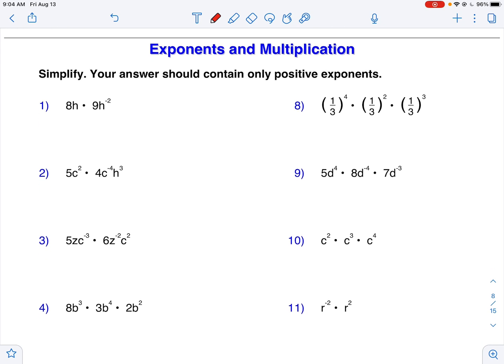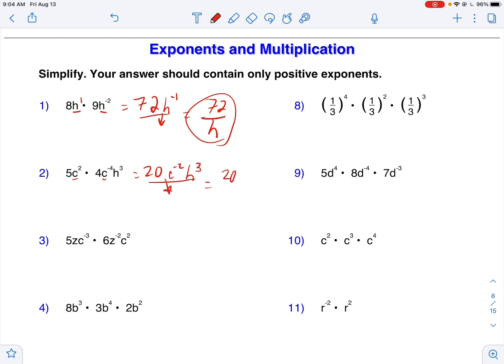The numbers go together, so 8 times 9 makes 72, and h and h, I've got 1h and I've got negative 2h. Well, that makes h to the negative 1. Well, that means h is going to jump, so that's 72 over h. 5 times 4 is 20. C and C, 2 minus 4 is the negative 2. H doesn't have anybody else, so it just hangs out. We got to drop the C. 20 h to the third over c squared.